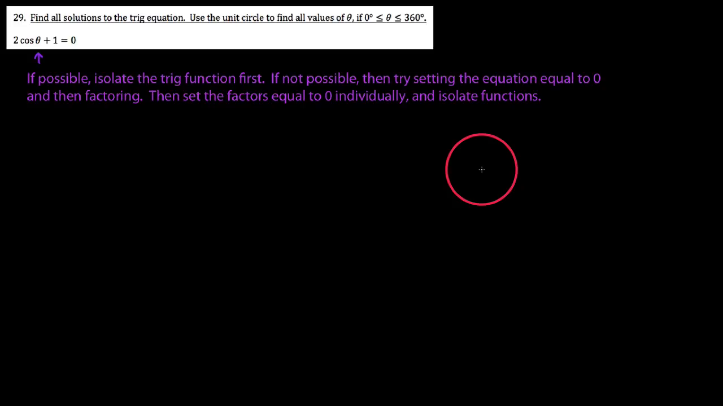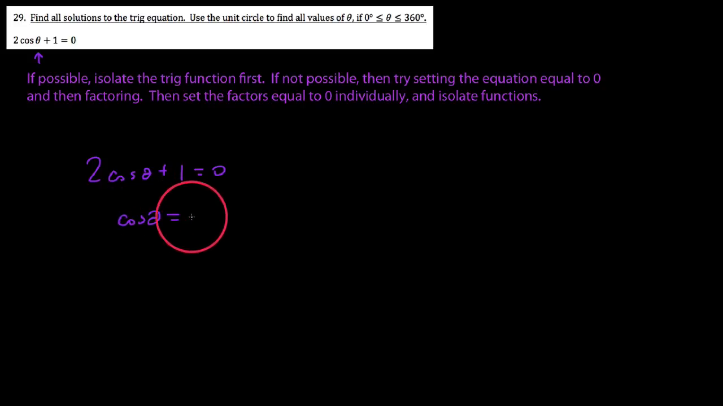If we had a function like 2 cosine theta plus 1 equals 0, it would be actually kind of easy to get the trig function by itself. I could just subtract 1 and divide by 2. By doing so, we get that cosine theta equals -1/2. And so step number one is always going to be: get the trig function by itself.